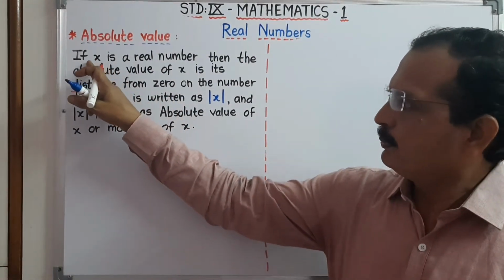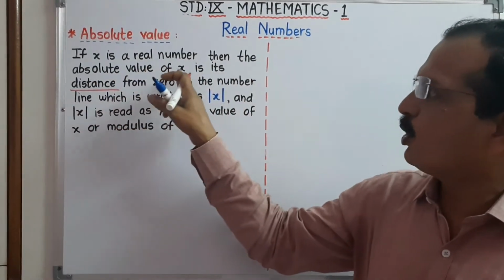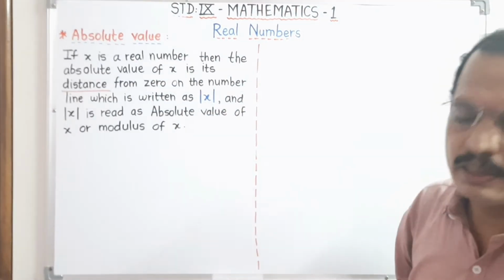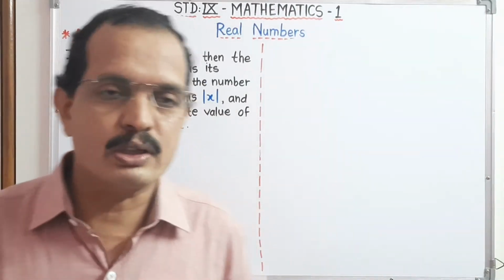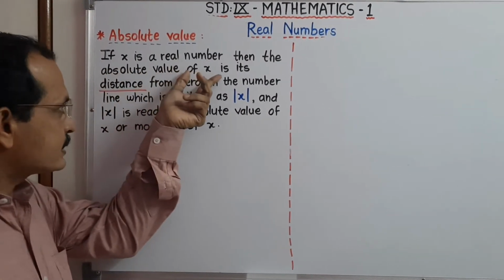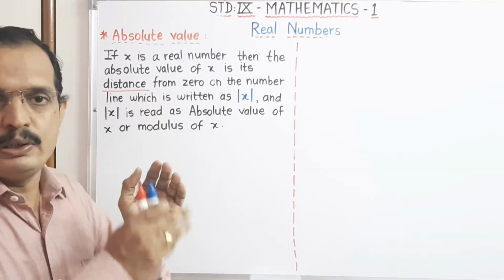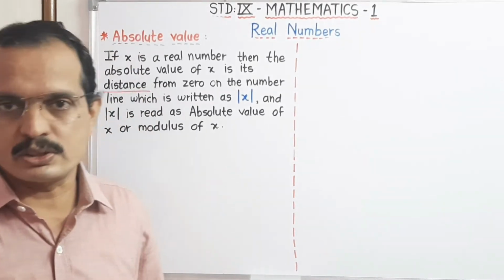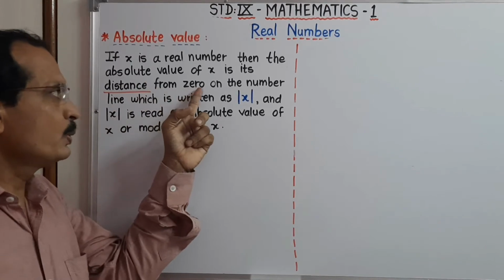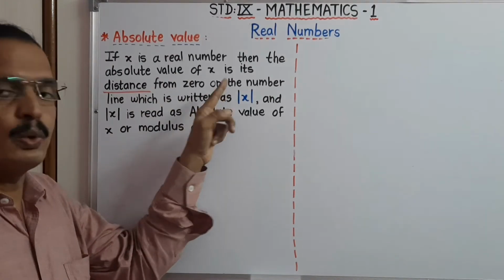See, if x is a real number, then the absolute value of x is its distance. This word distance is most important, dear student, here. That means absolute value of x is a distance. That means absolute value is related with the distance. Now what distance? Distance from 0 on the number line.